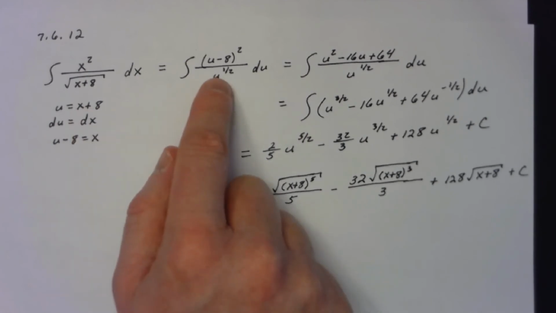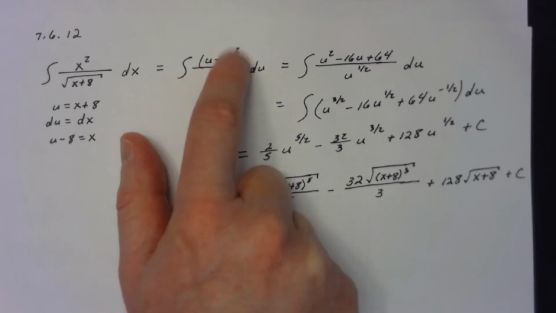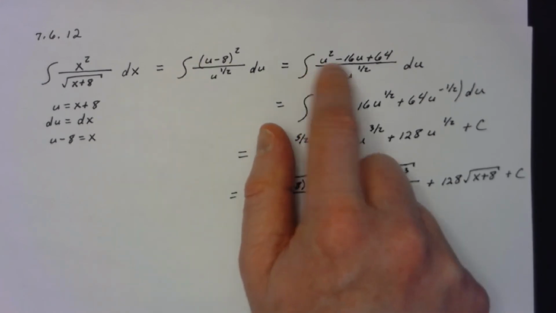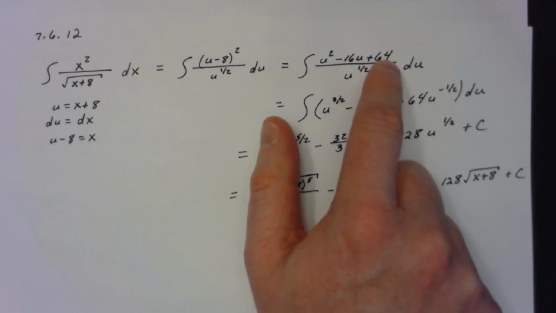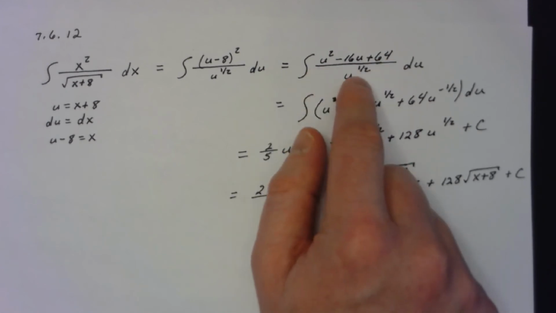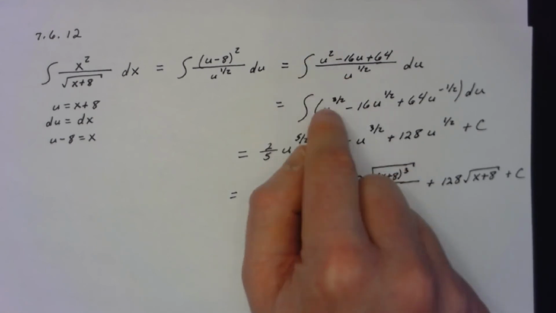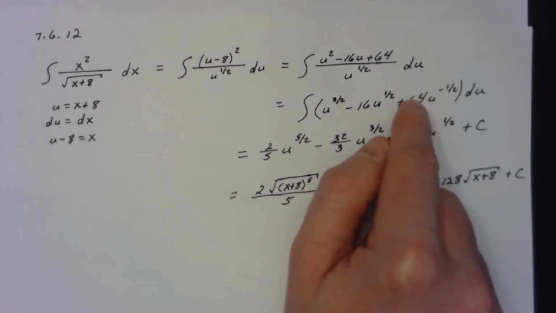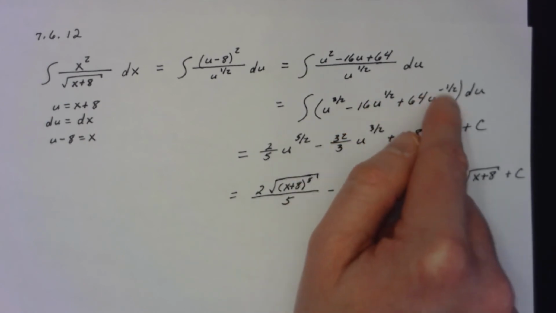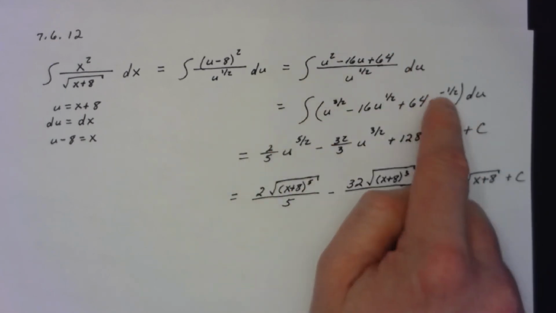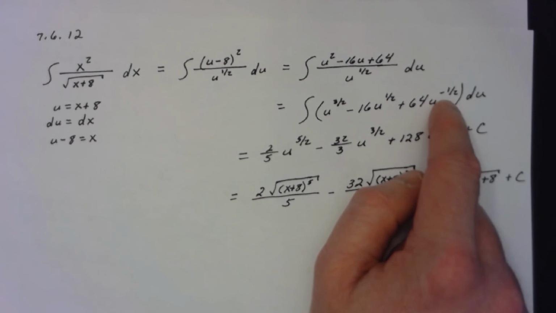This makes it very nice, because then all I'm going to need to do, guys, is to expand out that numerator. U minus 8 times u minus 8 is going to be u squared minus 16u plus 64. Then I can say that entire numerator divided by u to the 1/2 power is going to become u to the 3/2 minus 16u to the 1/2 plus 64u to the negative 1/2. Please remember, you have to do the algebra simplification before you can do the calculus. Now that we've done the algebra, you can do the calculus.